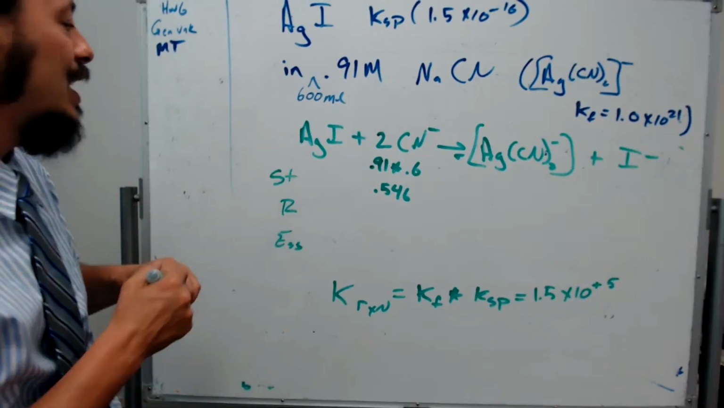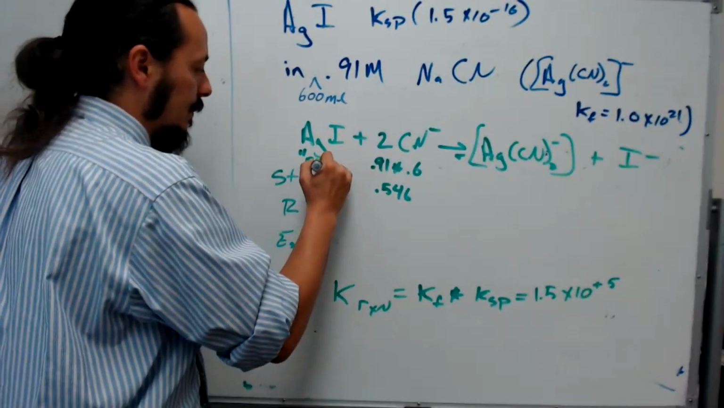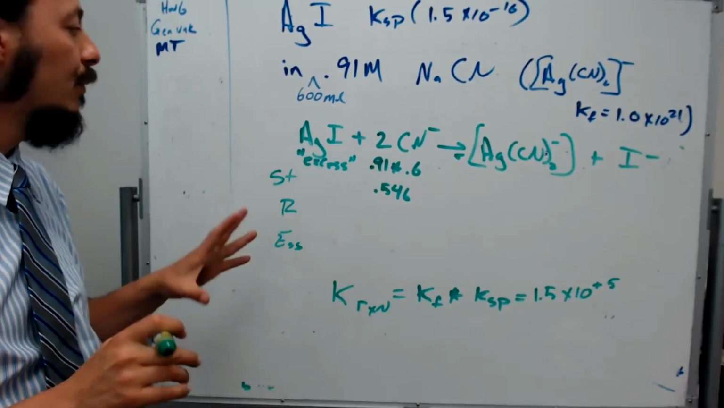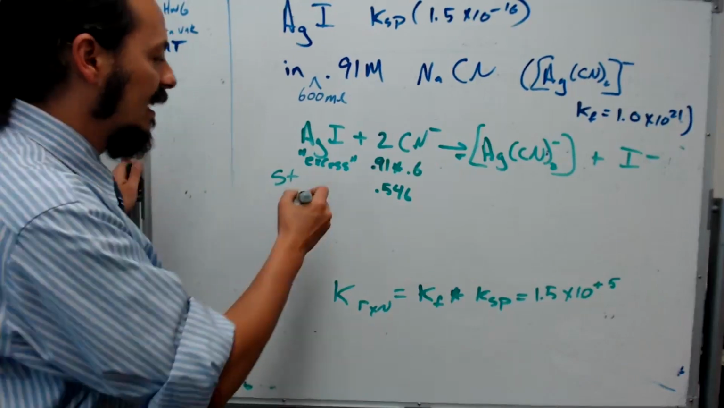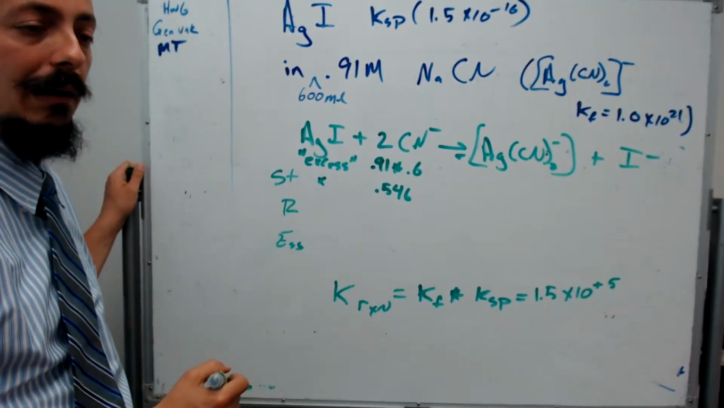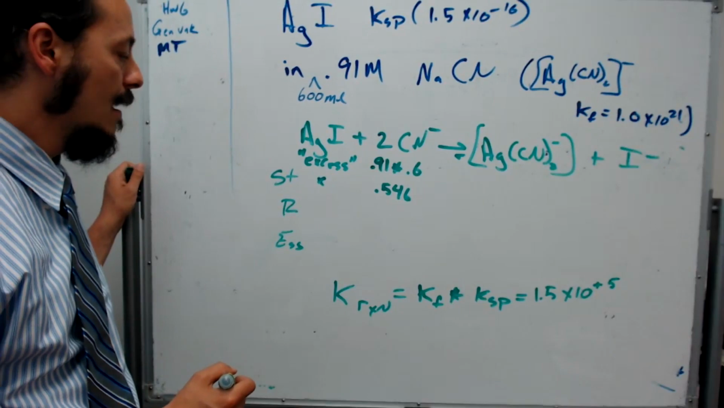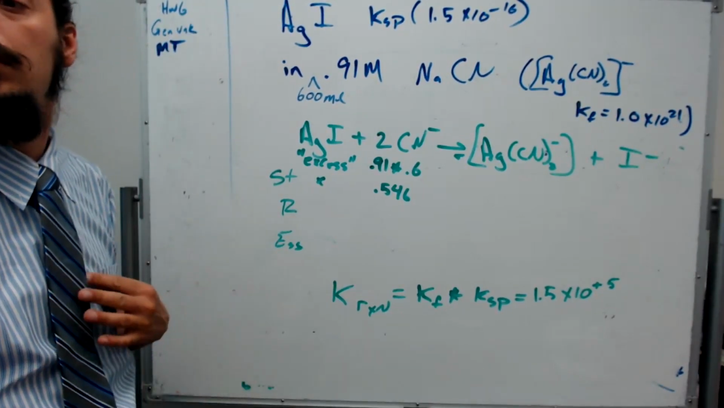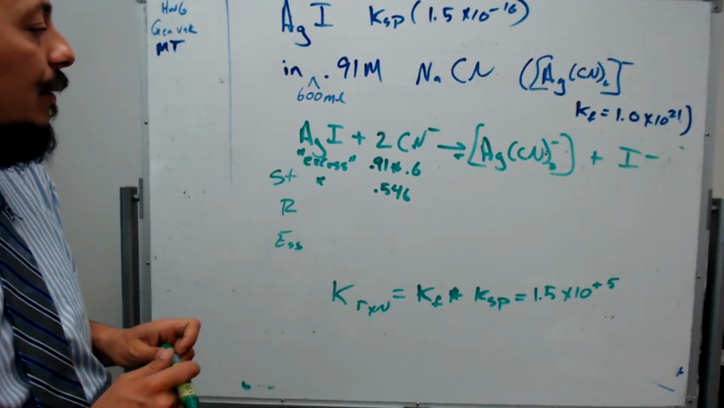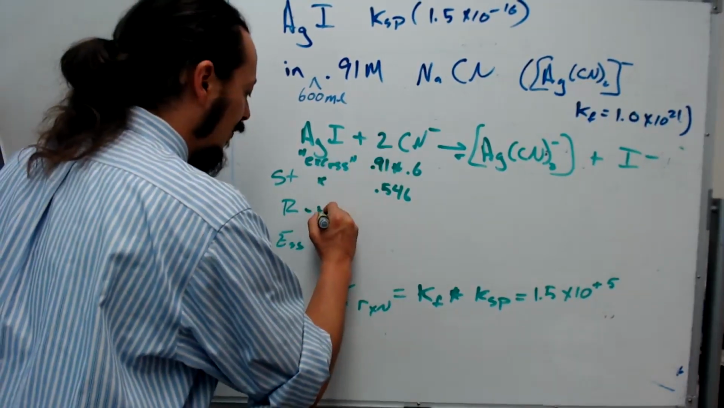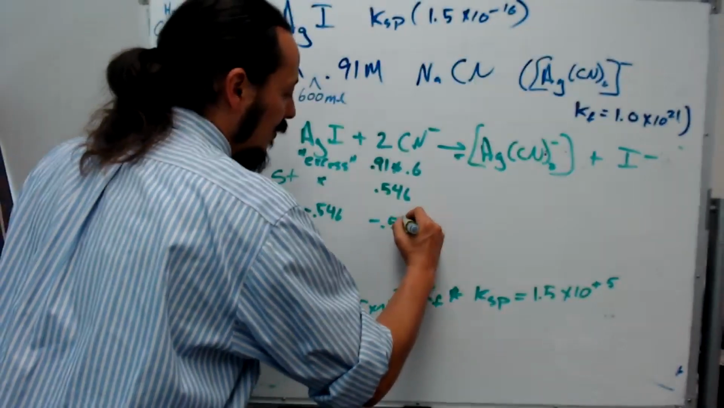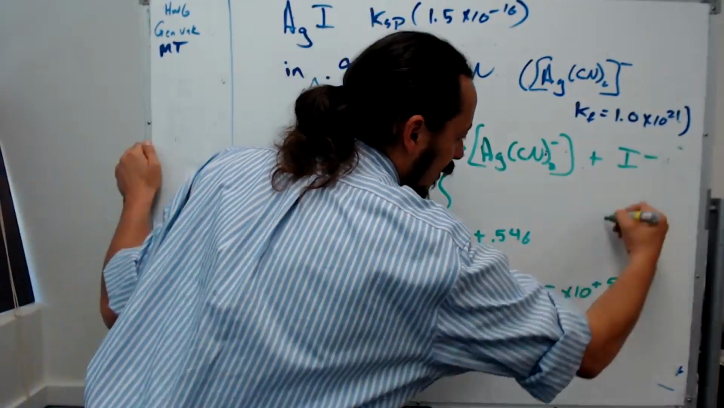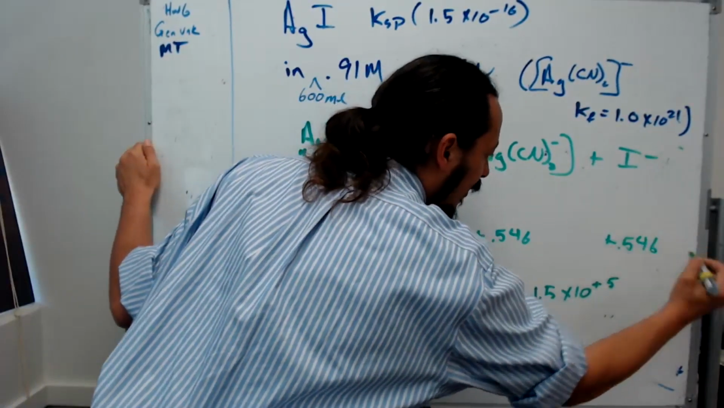In terms of AgI, we're trying to figure out how much AgI we have. So for now, I'm going to say excess, but this is the thing I'm trying to solve for. I'm trying to figure out how much AgI I can break apart. So right now, we're going to be reaction dominated. I'm going to have minus 0.546, minus 0.546, plus 0.546, plus 0.546. And then I've got to go back.